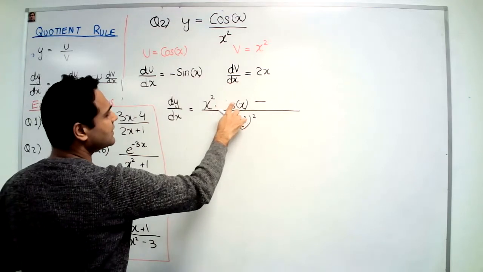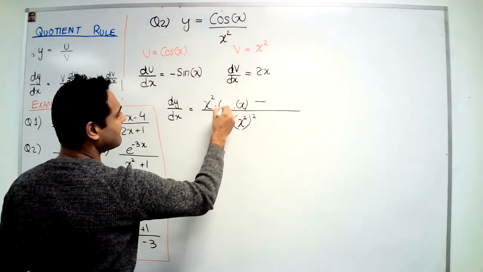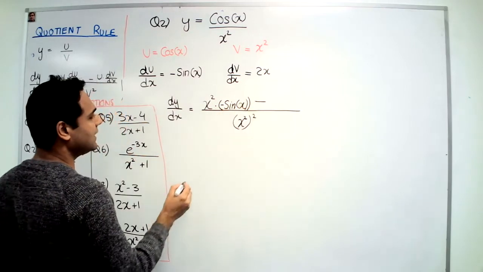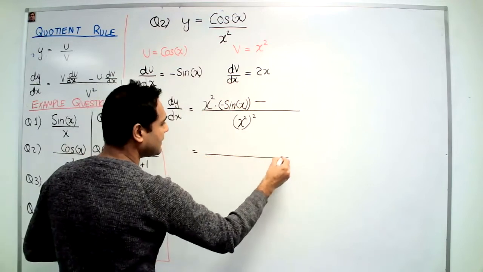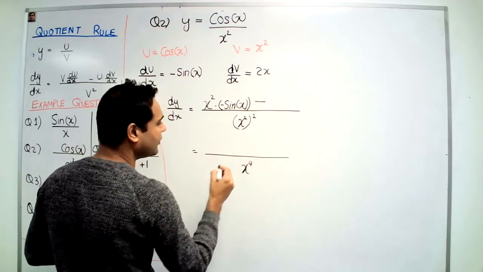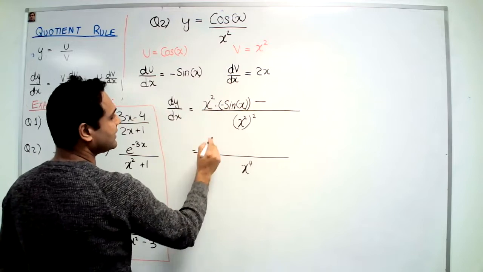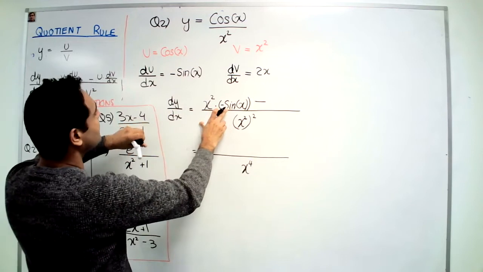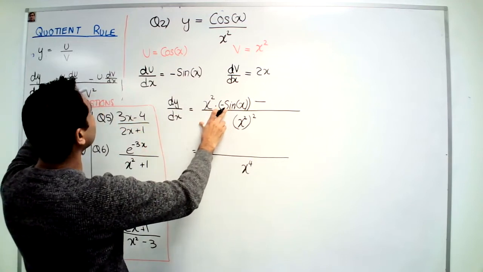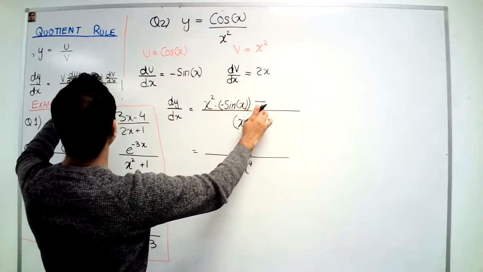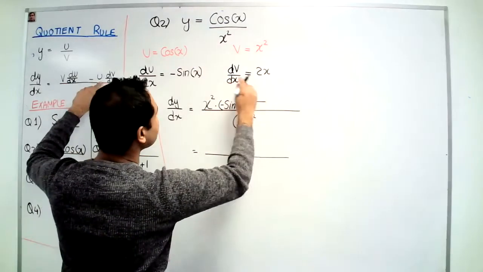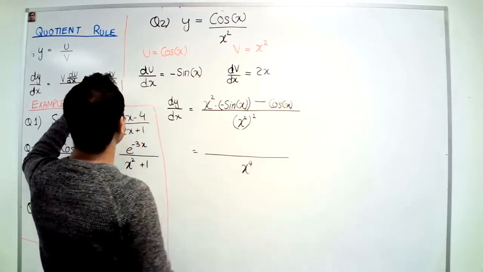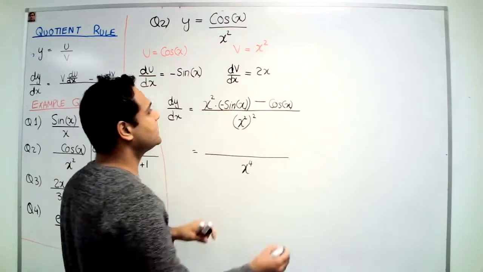du over dx is the sine x, it's not the cos x. It's the sine x, or minus sine x. So it's minus sine x. The bottom becomes x to the 4. Then x squared times minus sine x. We solve that later. Now I need u. u is cos x. And then dv over dx is just 2x.